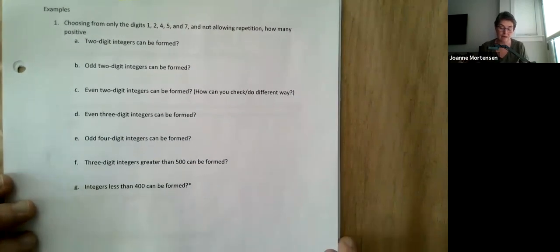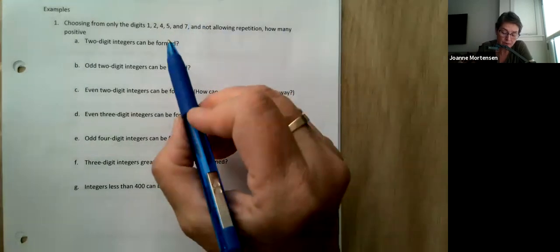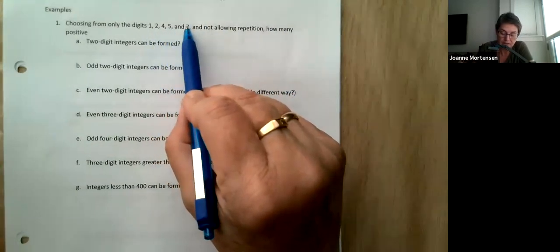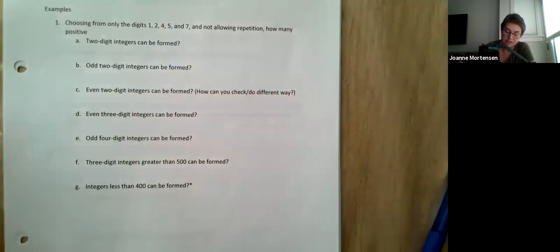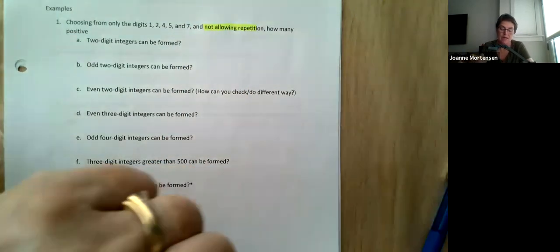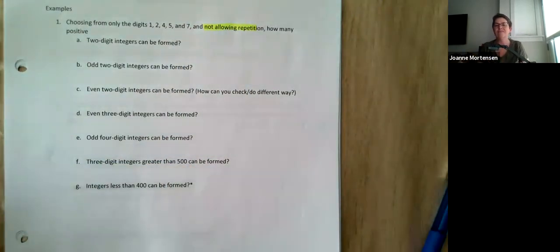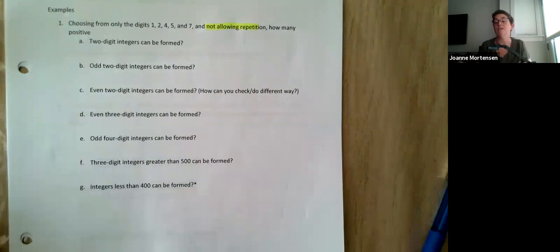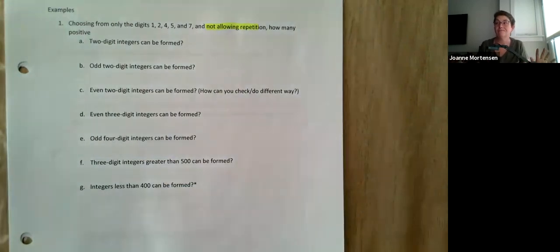Okay. So, choosing from only the digits 1, 2, 4, 5, and 7, and not allowing repetition. How many positive integers? When they talk about numbers, they always say positive integers. I guess they should just say whole numbers or natural numbers, but the questions always say positive integers, so that nobody thinks about the negatives. We just want the positive ones, and we don't want any decimal bits. Here we go.